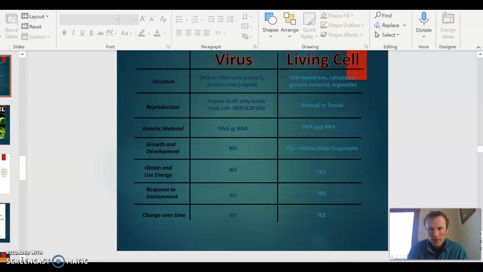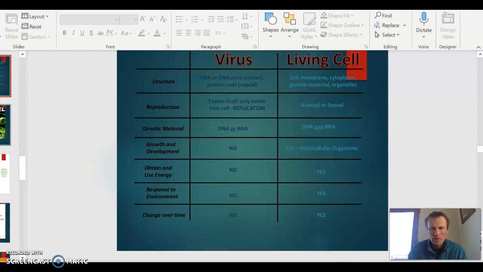Okay, we left off Monday on this slide, I believe, some comparisons between viruses and living cells. And the biggest thing that you need to know from this slide is the reasons why viruses are not considered living. So they don't grow and develop, they don't obtain and use energy, they don't respond to the environment, and they don't change over time.